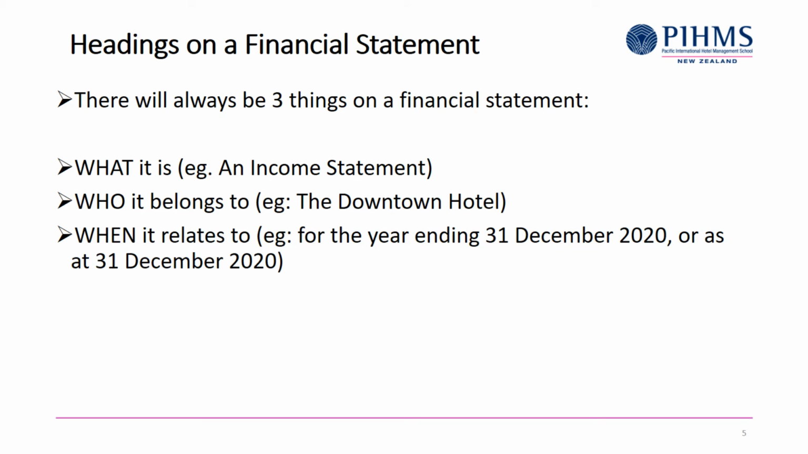Okay, now there are some important things for the headings for the financial statement. There are always going to be these three things. What is it? What financial statement is it? Is it an income statement? Is it a balance sheet? Who does it belong to? This would be the name of the hotel. And finally, when does it relate to?